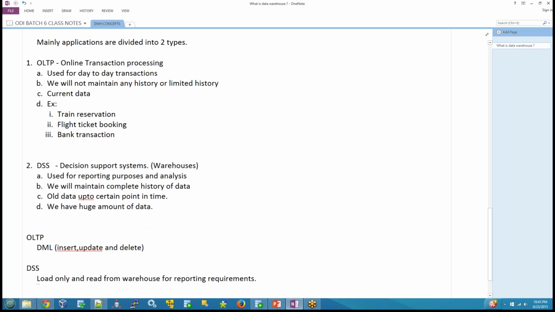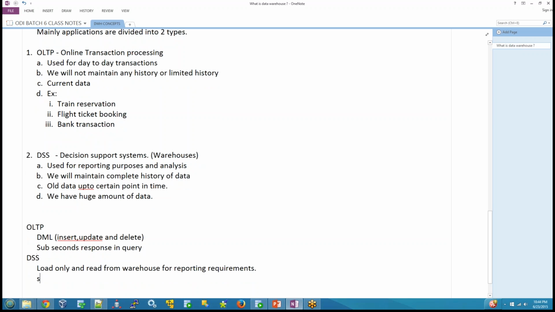Whenever you want to see particular data, the response time in OLTP is sub-seconds, in the seconds. Whenever I write a query, select star from employee table or customer table where name is equal to Vinay, we get the data very quickly, a sub-second response. Here in DSS, it is seconds to minutes, sometimes more. Why does DSS take more time to query? Because of historical data, a huge amount of data.